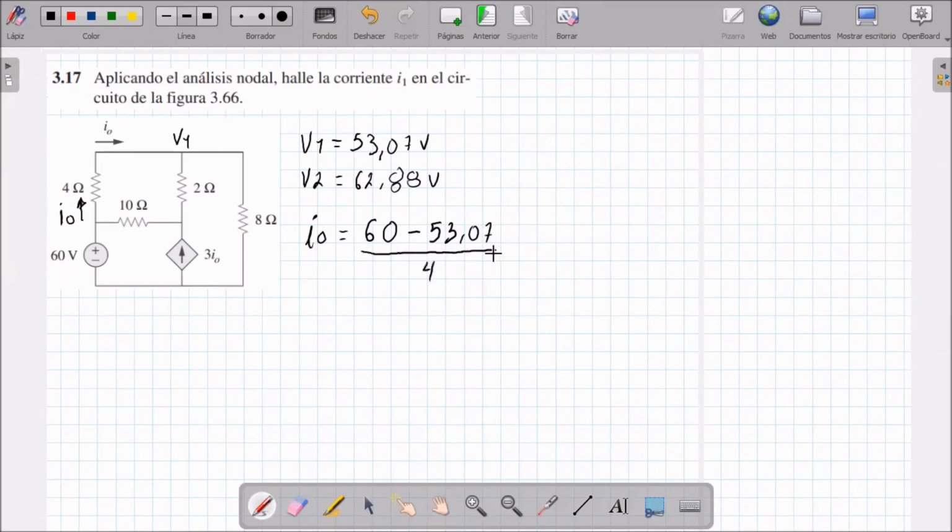So I sub-zero is going to give me 1.73 amps.